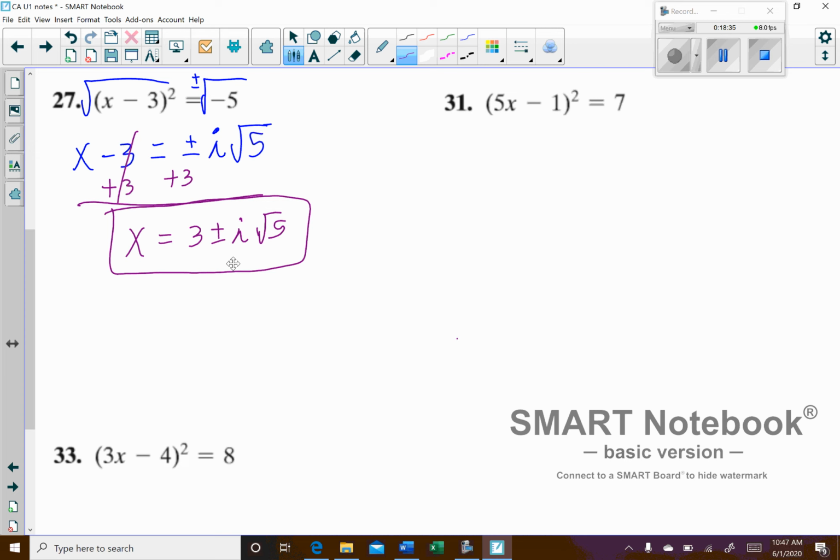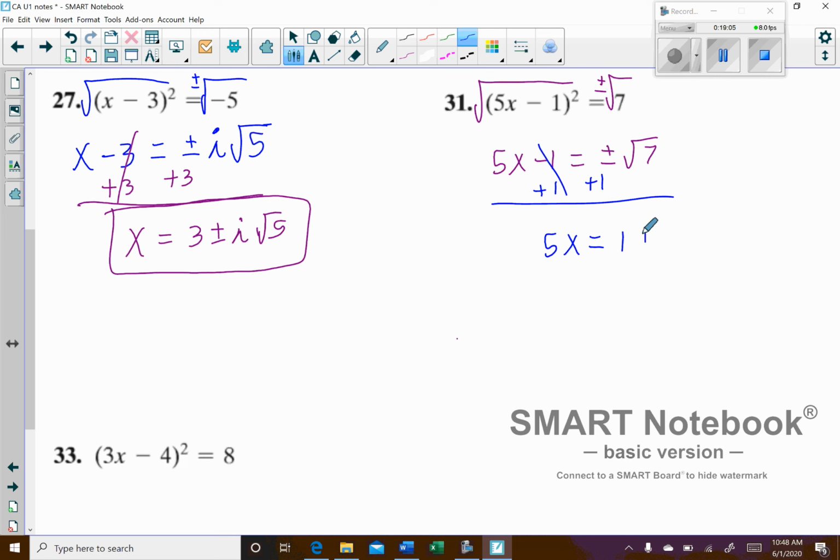Okay, we got 2 left here. So let's look at 31. So yeah, my squared quantity is isolated, so I'll square root both sides. So I get 5x minus 1 equals plus or minus the square root of 7. Okay, square root of 7, I can't really do anything about that. But now I need to finish solving for x. So I'm going to start by adding 1 to both sides. So that cancels out right there. So I'm left with 5x equals 1 plus or minus the square root of 7.